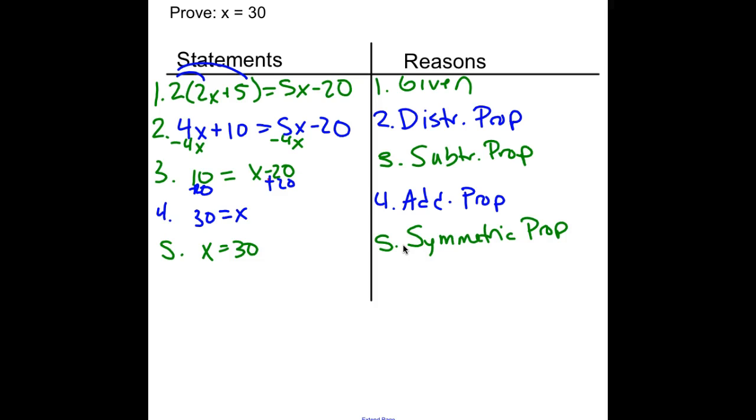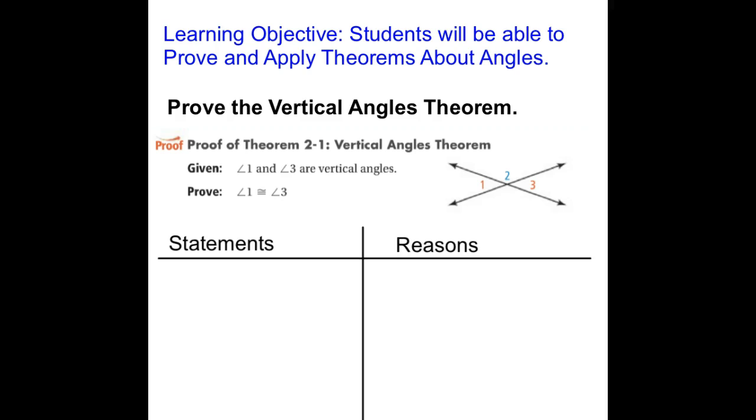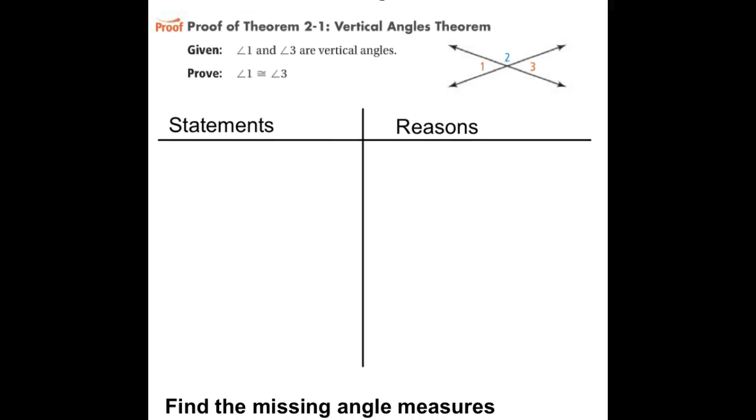From there, we then moved on to talk about proving and applying theorems about angles. So, oops, skipped ahead too far. Here we go. We're going to actually prove that the vertical angles theorem is true. It says, given that angle 1 and 3 are vertical angles, prove angle 1 is congruent to angle 3. Now, this one can be a little bit long, so you might want to write kind of small. We started off the same way. Our first statement is angle 1 and angle 3 are vertical angles. Our reason is given.